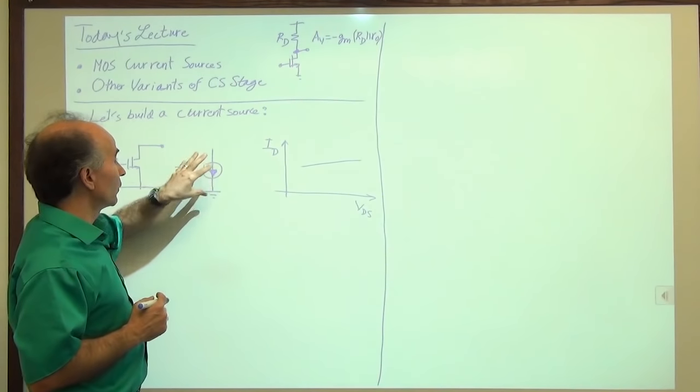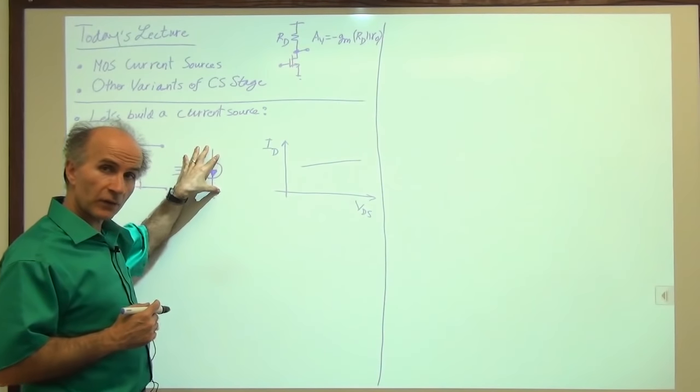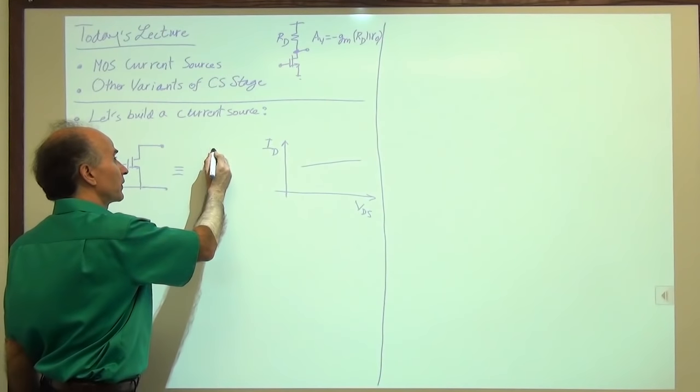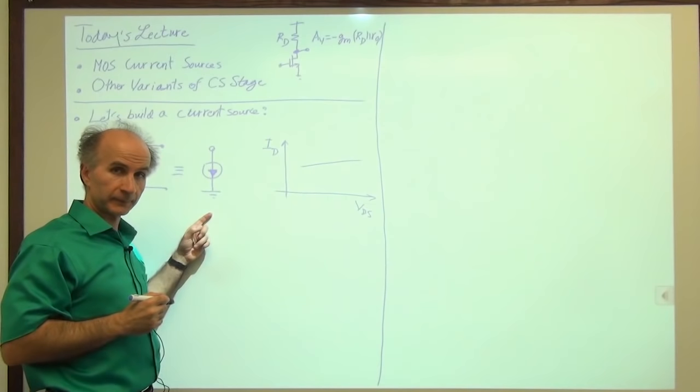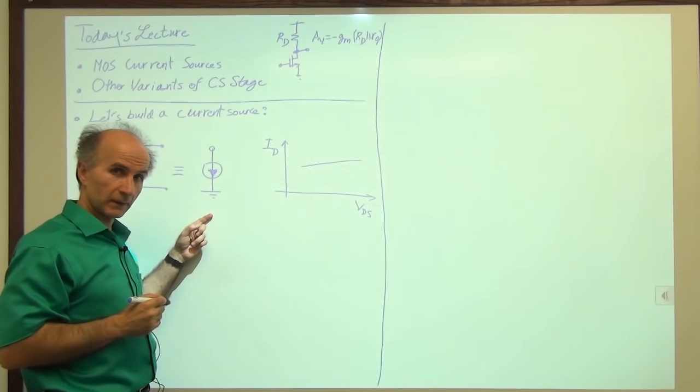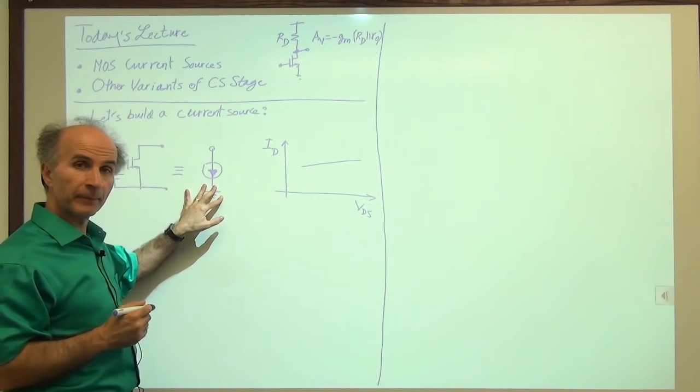So we cannot do that. This current source only goes from an arbitrary node in the circuit to ground. It cannot go anywhere else. All right? Okay, so that's what we have.